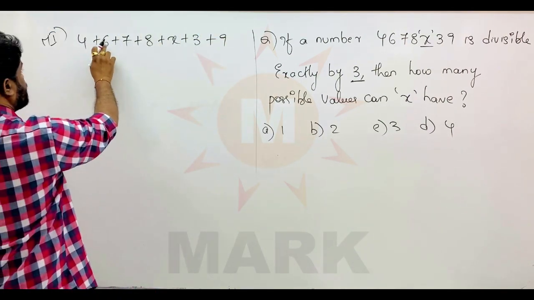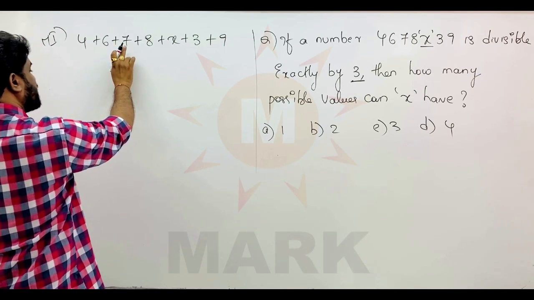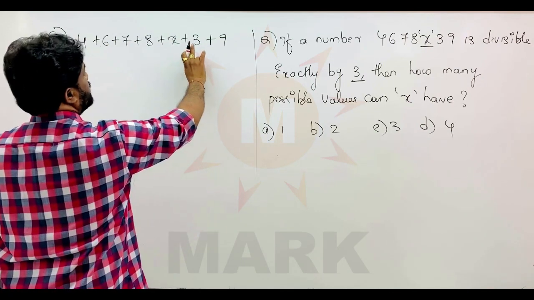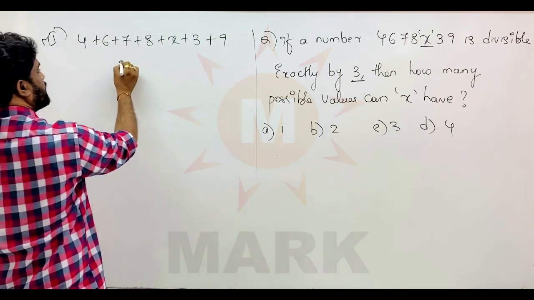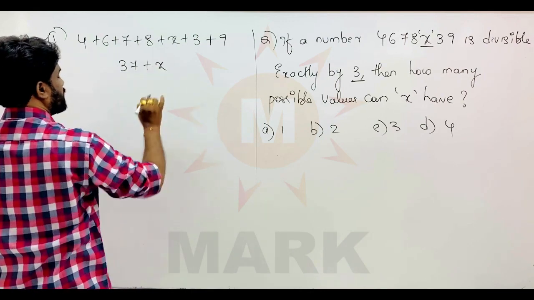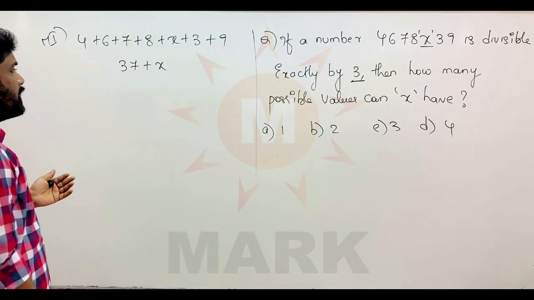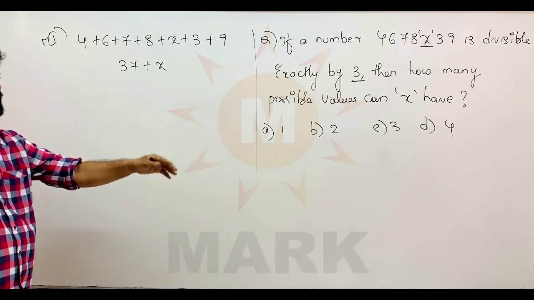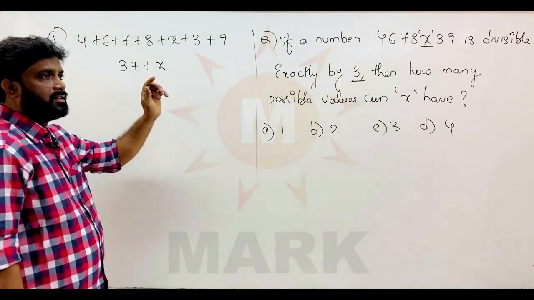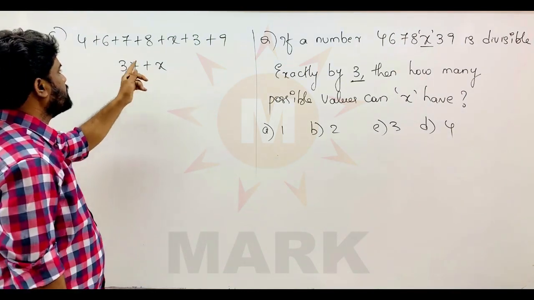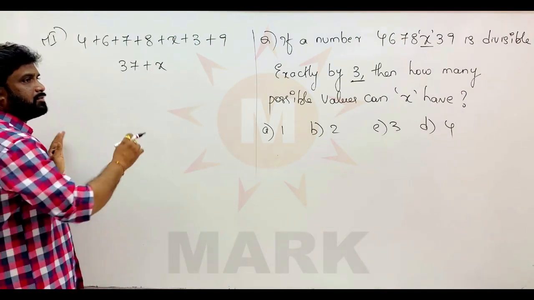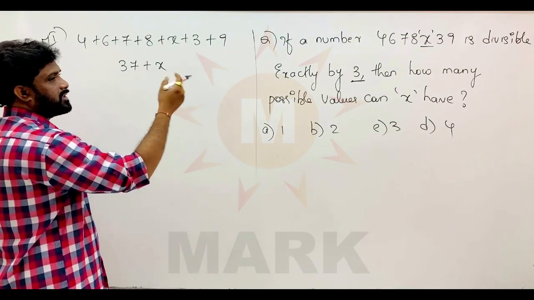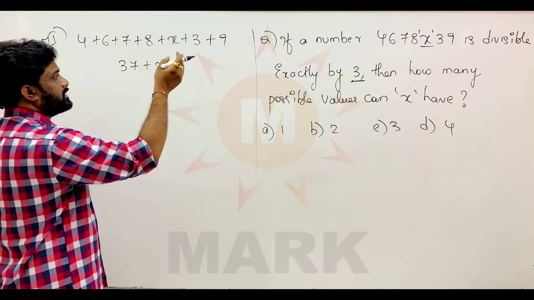So 4 plus 6 is equal to 10, 10 plus 7 is equal to 17, 17 plus 8 is equal to 25, 25 plus 3 is equal to 28, 28 plus 9 is equal to 37, 37 plus x is the sum. Now, by putting what values can we make this number exactly divisible by 3? We know that the total sum should be 3 or a multiple of 3. So what is the nearest multiple of 3 after 37? That is 39.